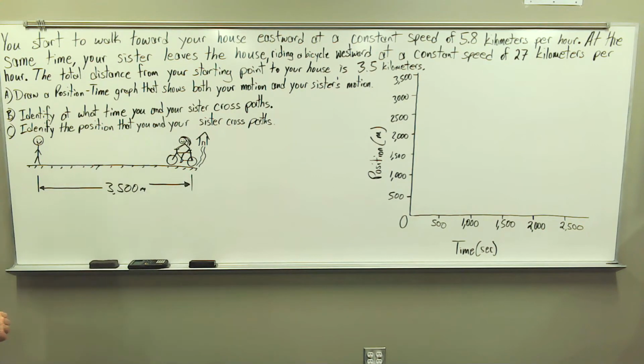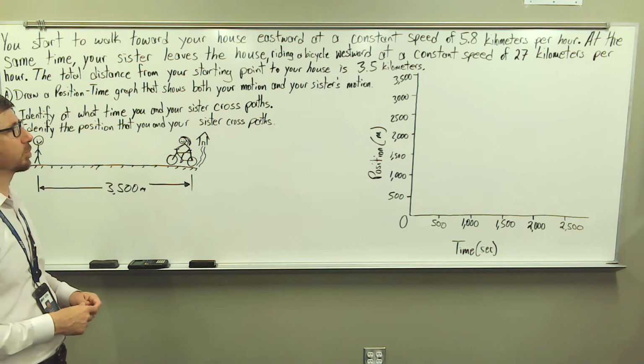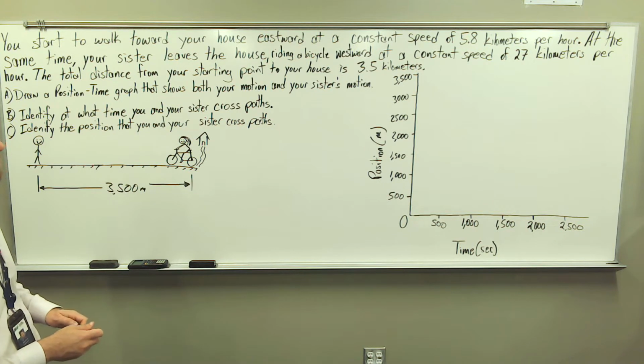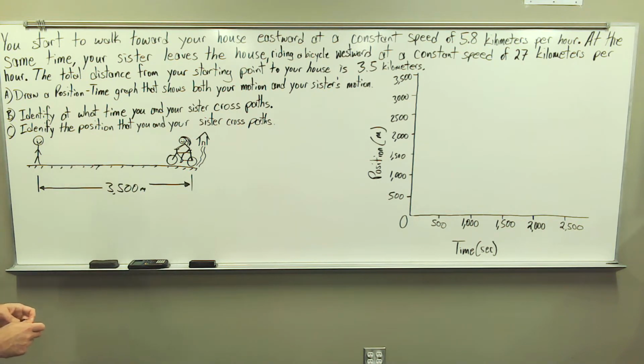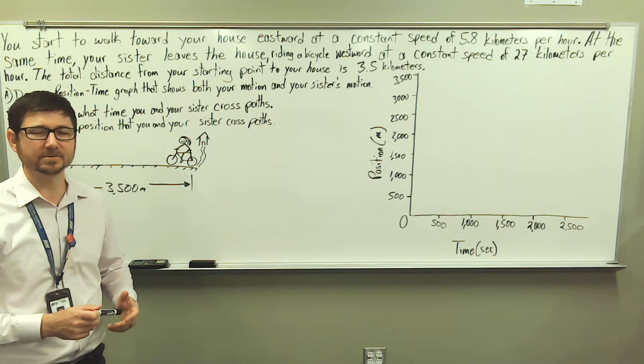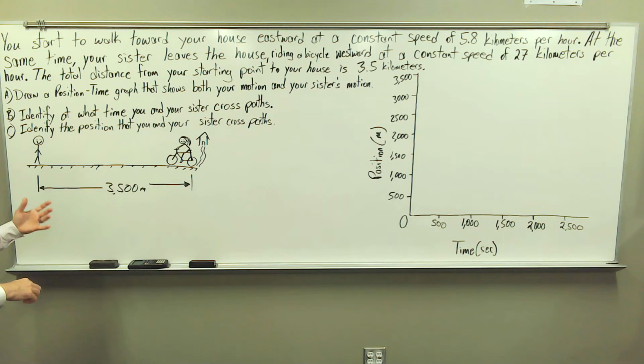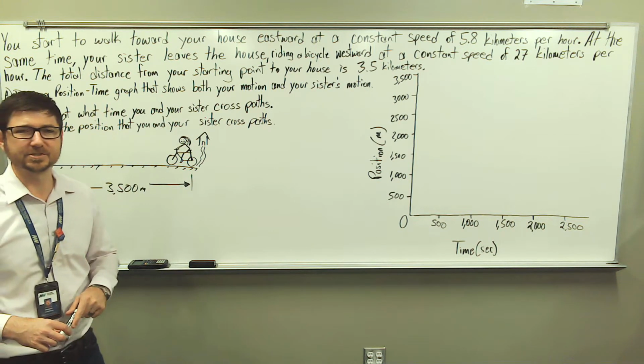It says you start to walk toward your house eastward at a constant speed of 5.8 kilometers per hour. At the same time, your sister leaves the house riding a bicycle westward at a constant speed of 27 kilometers per hour. The total distance from your starting point to the house is 3.5 kilometers. Now there's three parts to the problem. In part A, it says draw a position time graph that shows both your motion and your sister's motion.